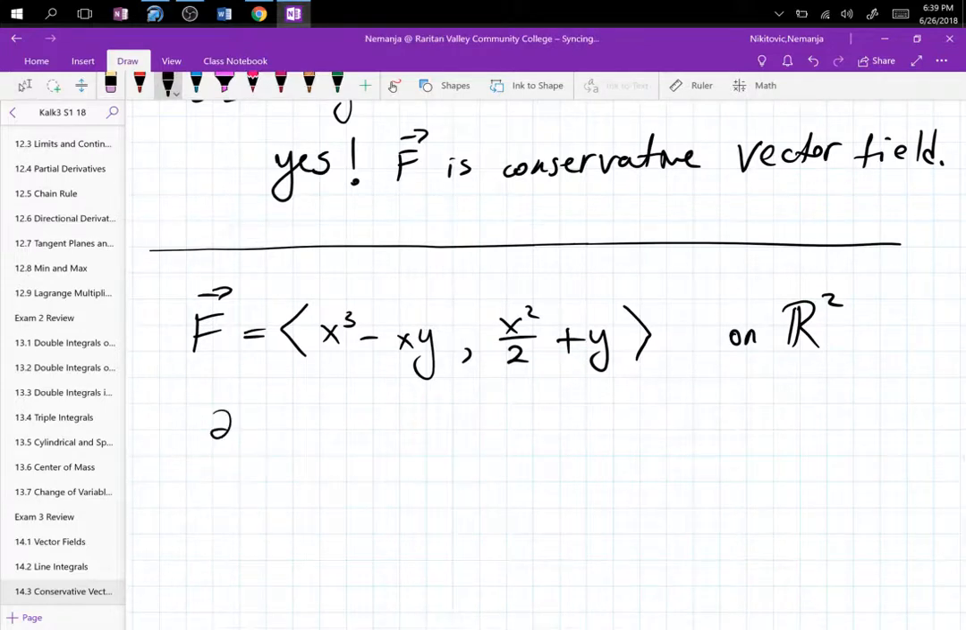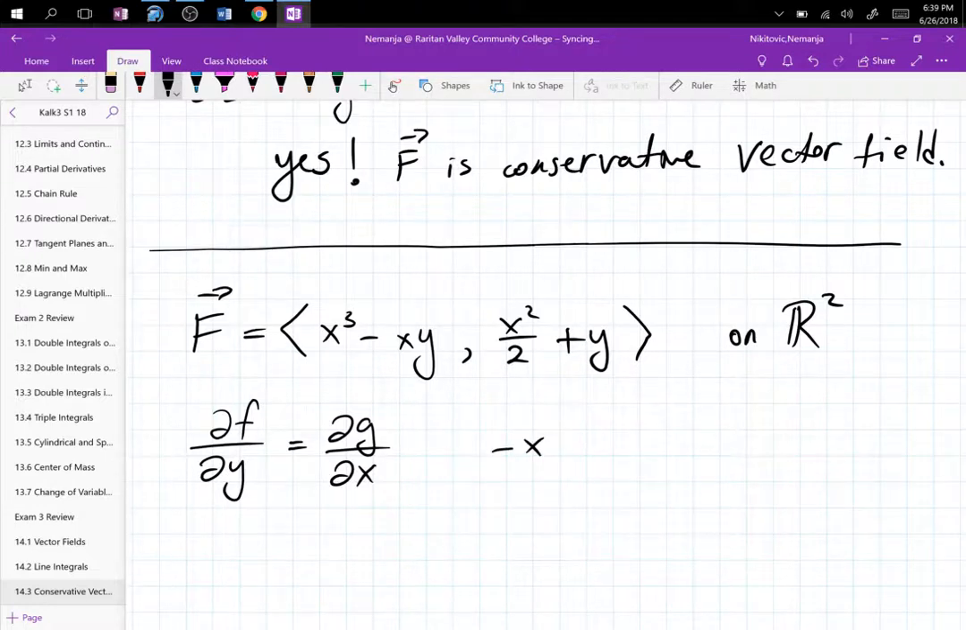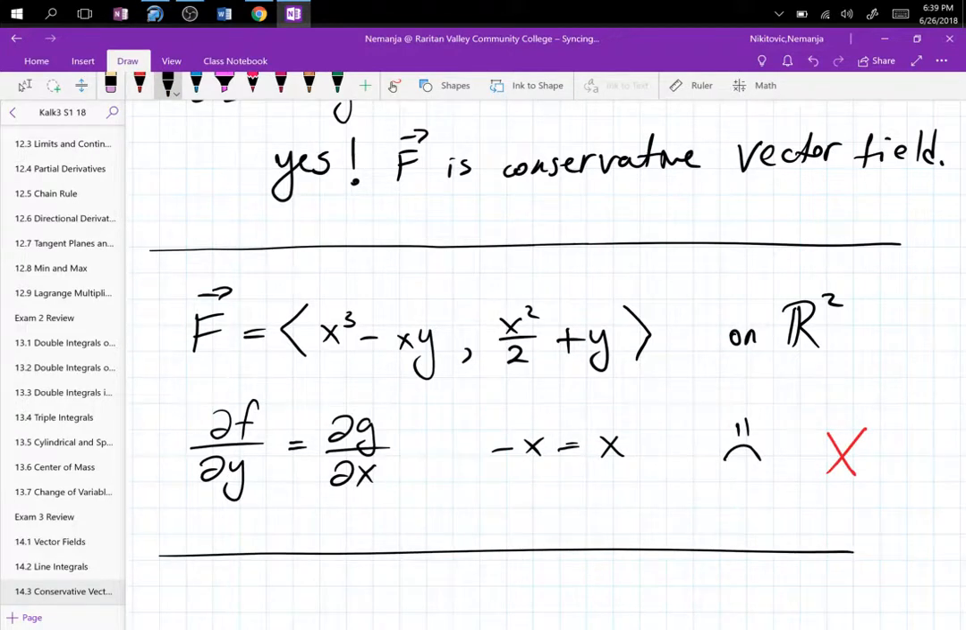So partial f, partial y needs to be the same as partial g, partial x. All right, so partial f, partial y is negative x. And partial g, partial x is x. And not conservative. Failed.